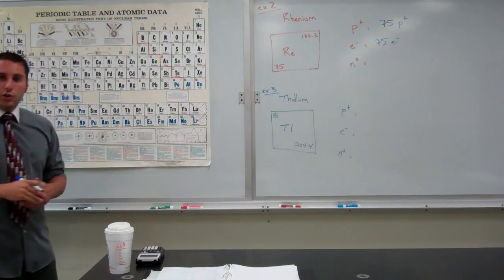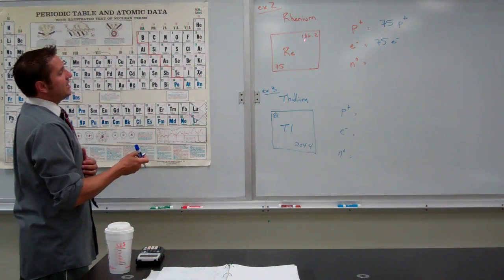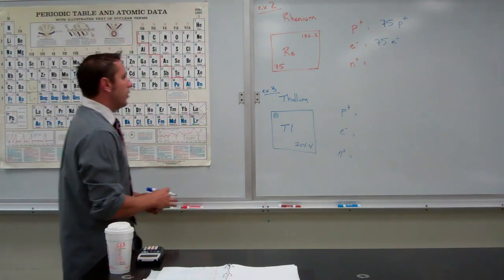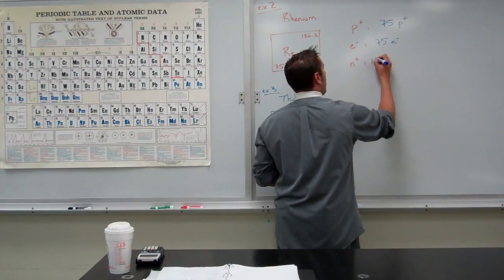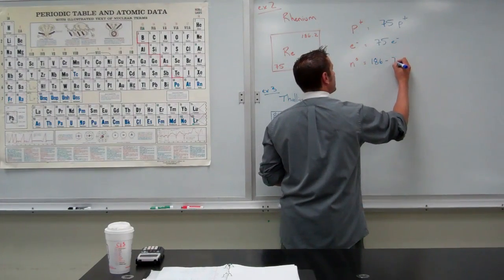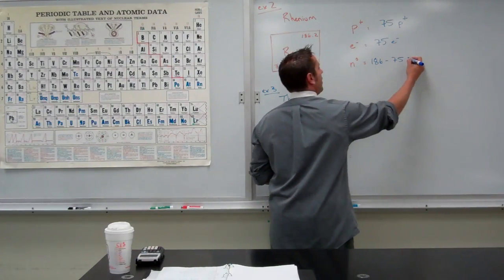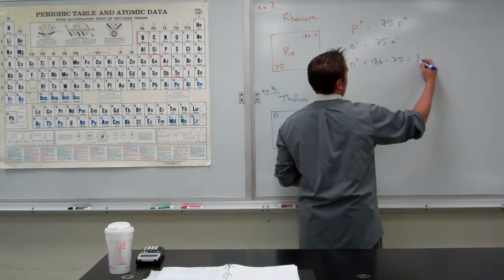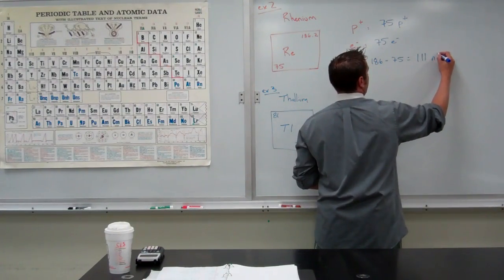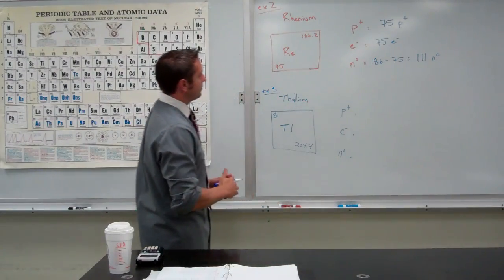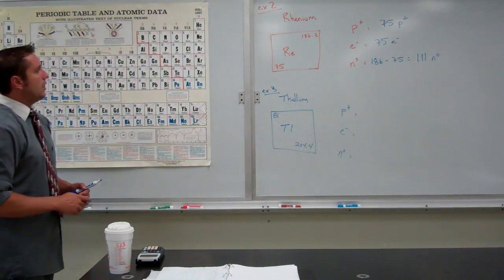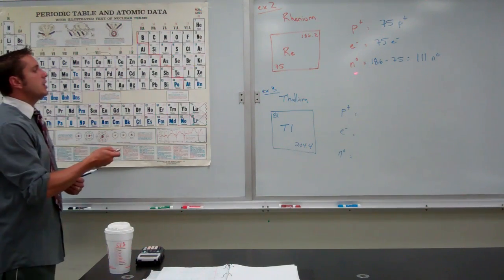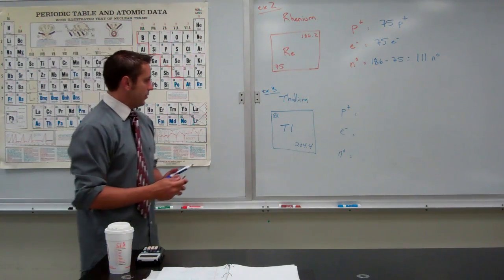To get the neutrons, I have to take the decimal number rounded minus the whole number. So I'm going to take 186 minus 75, which looks like it's going to be 111 neutrons. So pretty straightforward. Whole number is the protons and the electrons. Neutrons, this number minus this.